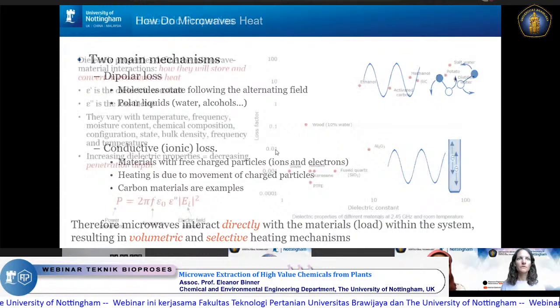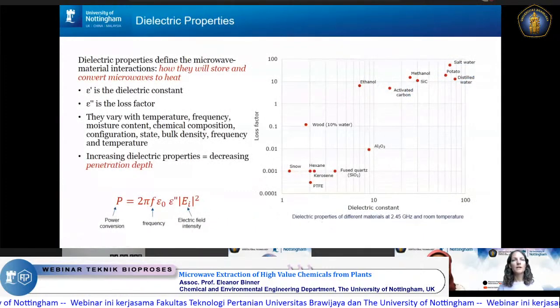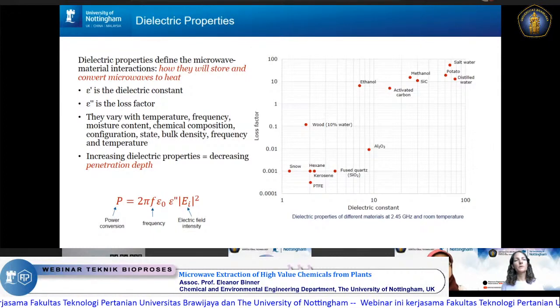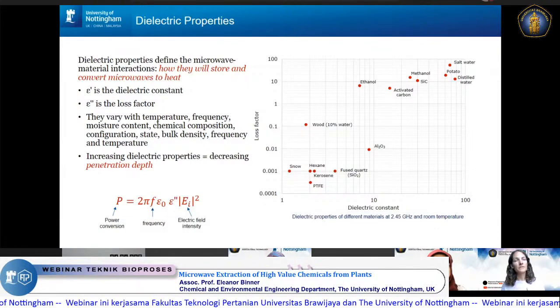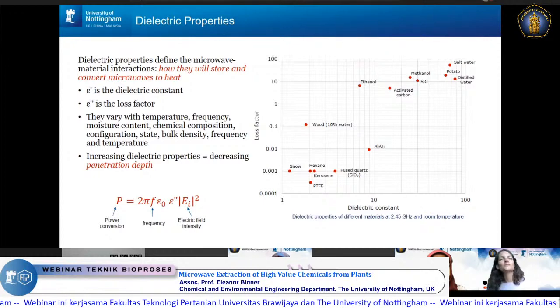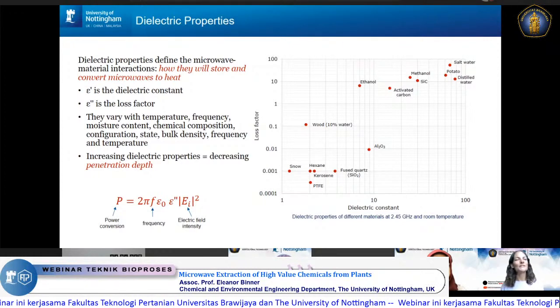Okay. Dielectric properties are really important to understand how materials will interact with microwaves. They define the microwave interaction, so how they will store and convert microwaves to heat. Epsilon single prime is the dielectric constant, and that describes how a material will store microwaves. And the double prime is the loss factor, so that explains how that stored energy is then converted into heat. Because I'm generally interested in fundamental understanding, and my colleague John Robinson is more interested in the scale up, I'm interested in the loss factor because that tells me how things are going to heat up.